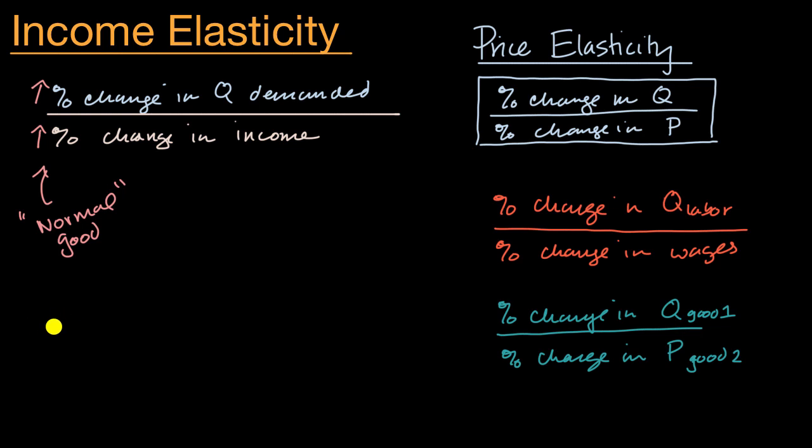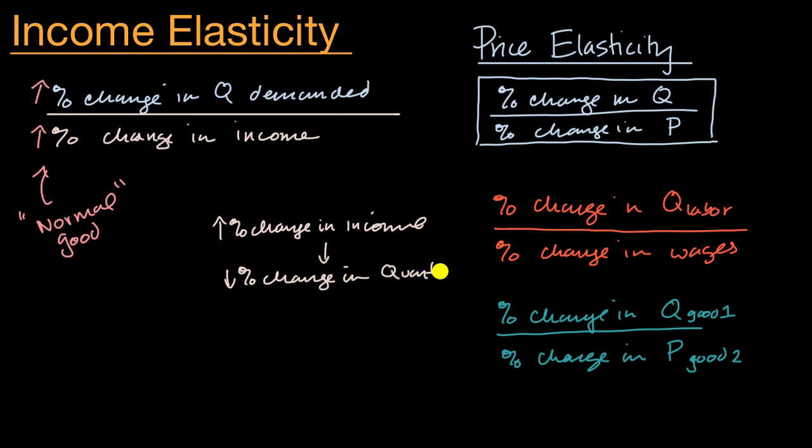But you could actually have the other way around. You could imagine a situation where even though you have an increase in your percent change in income, that does not lead to an increase in your percent change in quantity demanded. In fact, it could lead to a decrease in the percent change in quantity demanded. Or another way of thinking about it, your quantity demanded could actually go down. So you would have a negative percent change right over here.